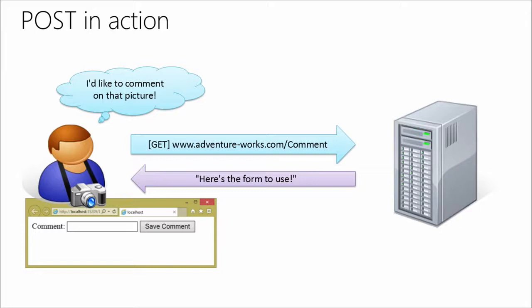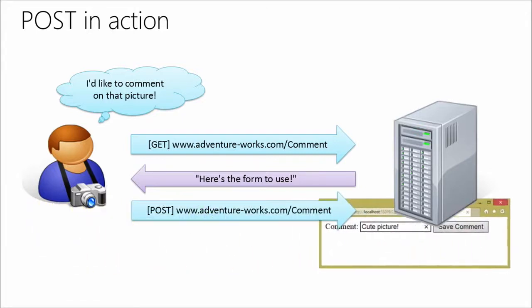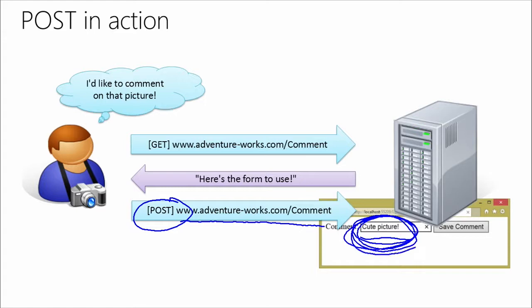So we give them the form. They type in their little thing called cute picture. I really should have stopped that animation over there, but you'll notice they typed in cute picture. And so now that information is going to be sent up here, and I want to highlight the URL. You'll notice that it's still www.adventureworks.com/comment. Yes, I'm using the exact same URL, but two different things are happening. The first time I specify the URL, it's just giving me back a blank form. The second time, I'm sending it my filled out form.